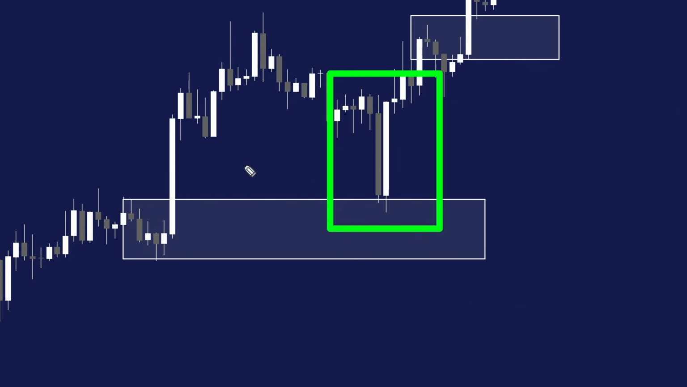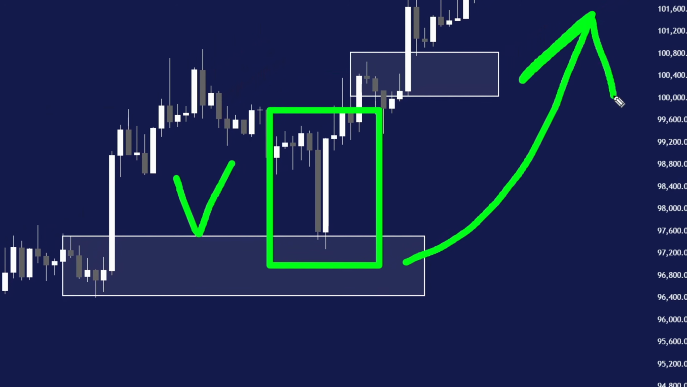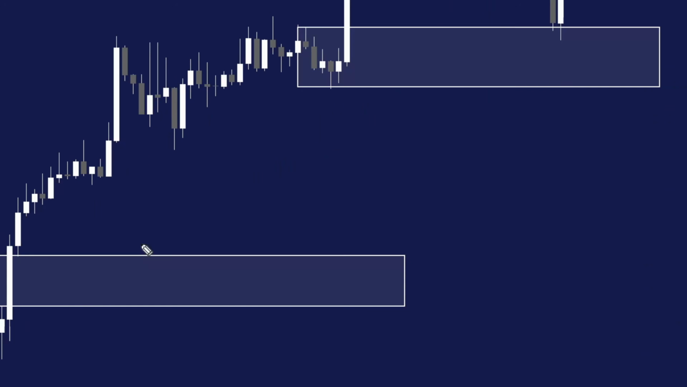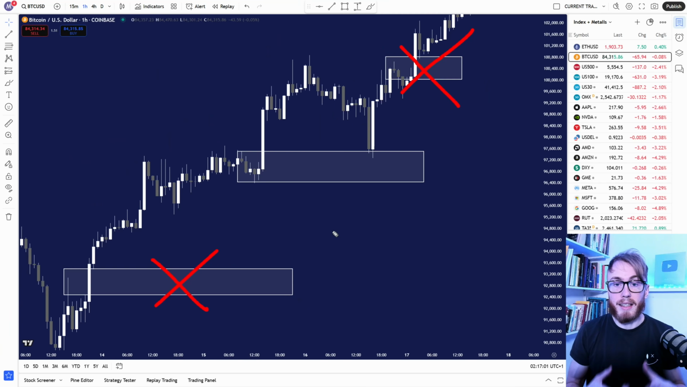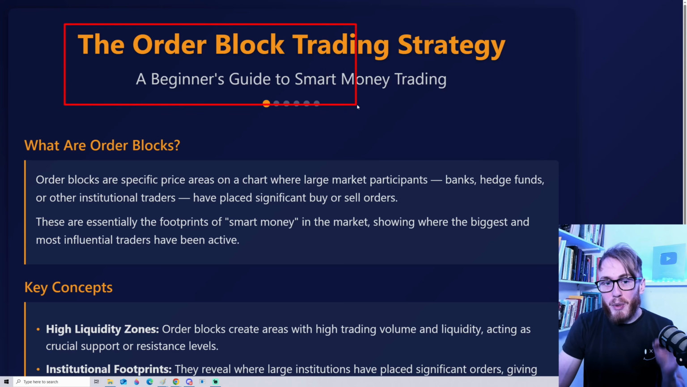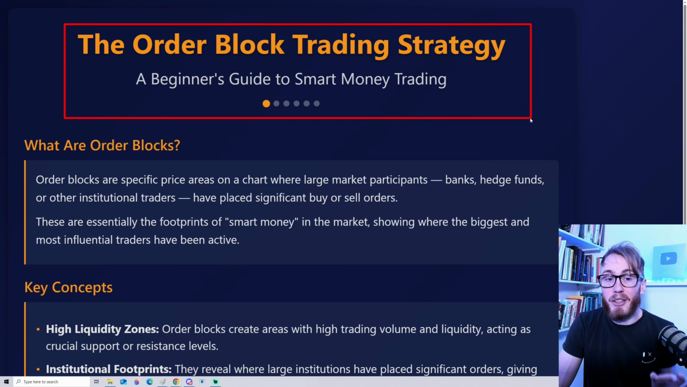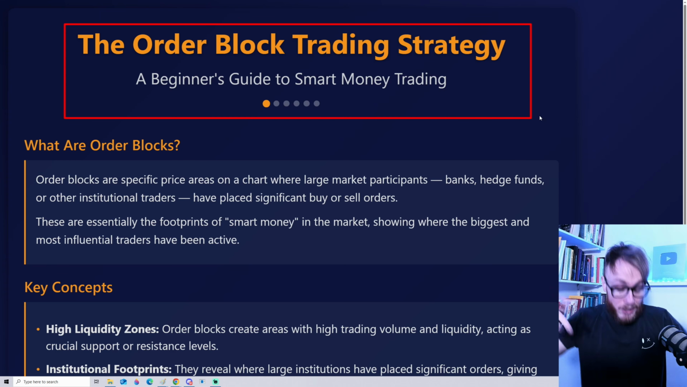Why did this order block work perfectly while this order block and this order block completely failed? Well, in this video, guys, we are finally taking a look at order blocks. This is something many of you guys have been asking about, and in today's video I will answer all the common questions, like, for example, what is an order block in the first place?